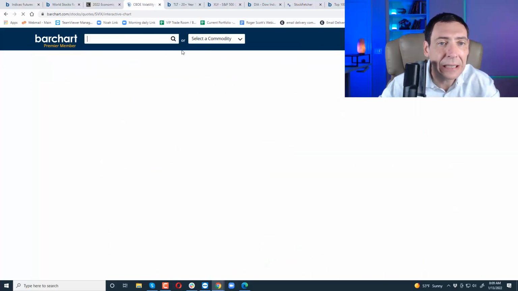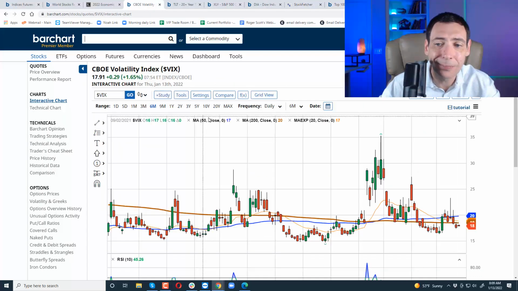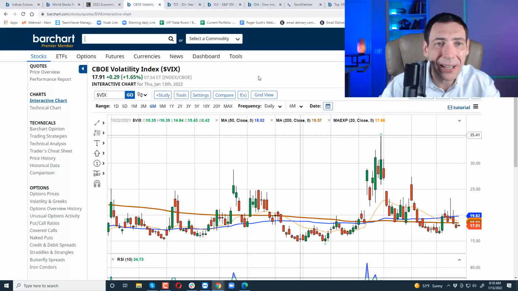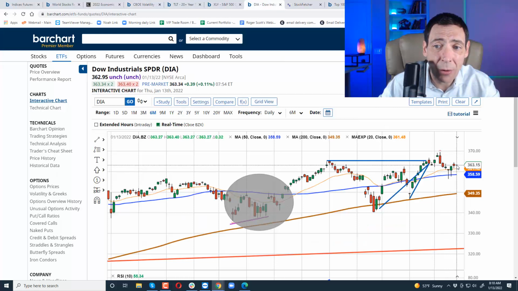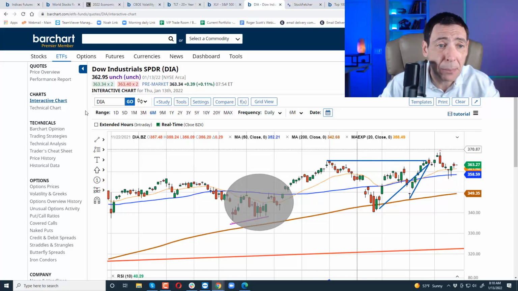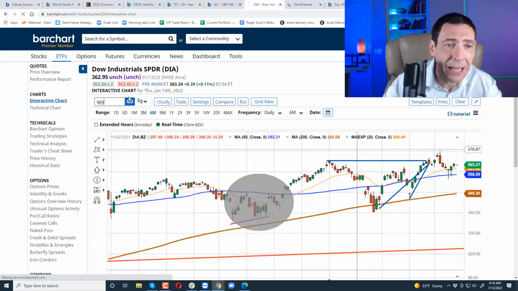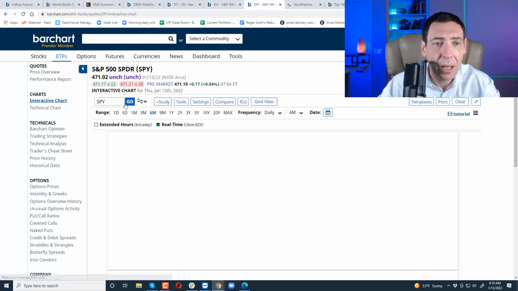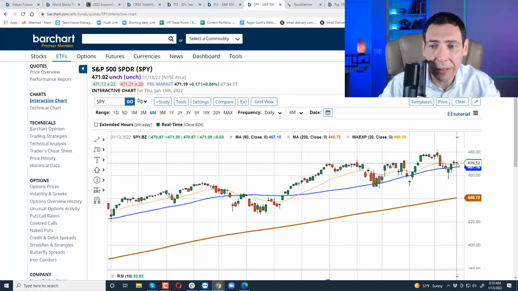Looking at volatility, volatility levels are non-existent, so the market is humming along. Looking at the Dow Jones, if we close above this blue line today, and I think we will, unless there's something really big, we will officially be bullish again. Looking at the SPY, if we stay above this line here, we are bullish once again.